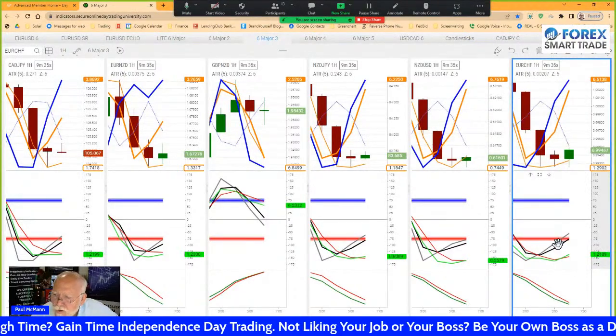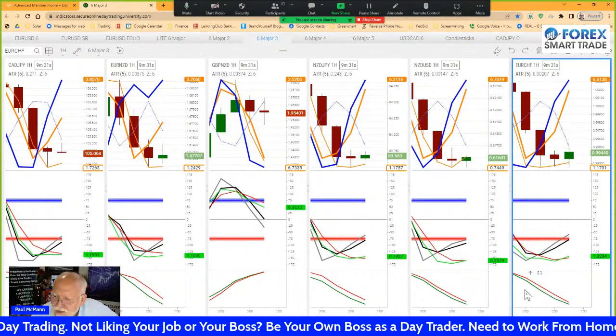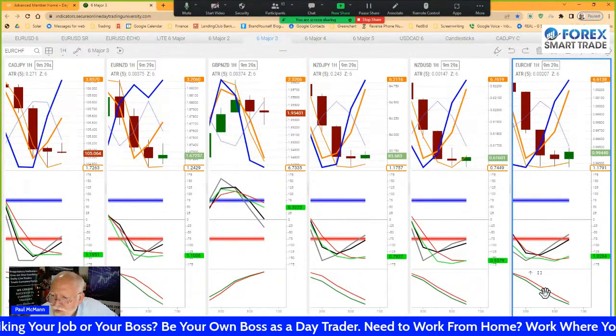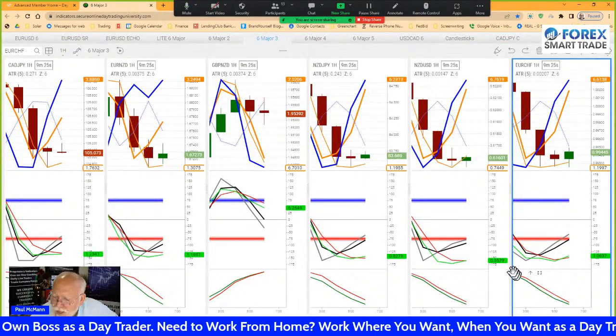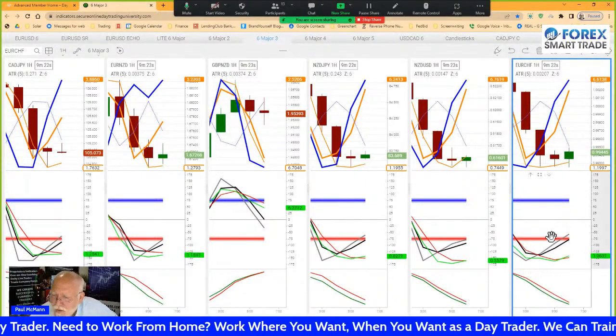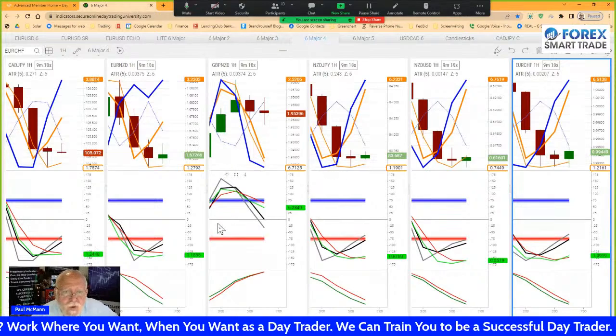I do not like to anticipate the cross. I will just wait for it to cross. Anticipating what's going to happen, these indicators are very accurate. So I don't need to anticipate. I just need to wait till it tells me it's time to take the trade. So let's go to our next group.